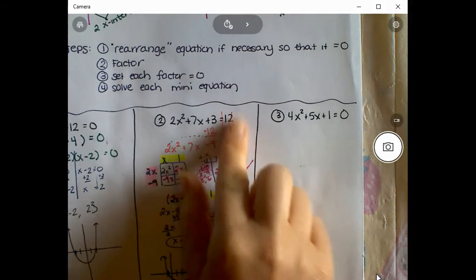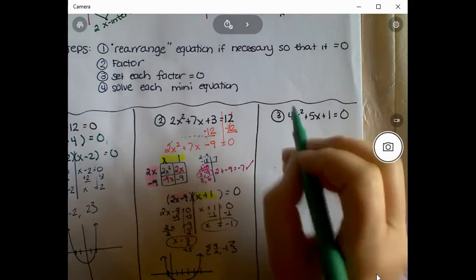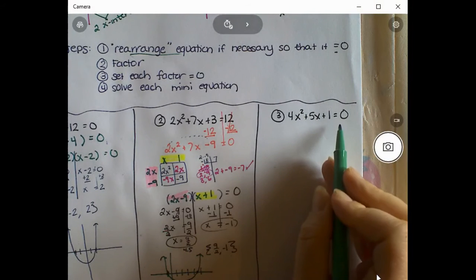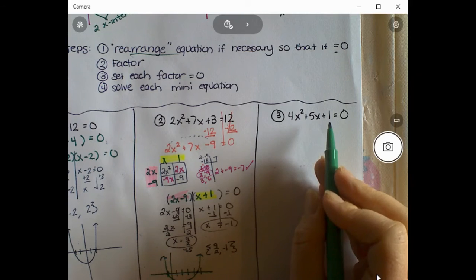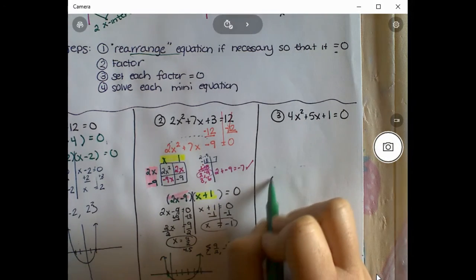Okay. This one. We are going to rearrange the equation if necessary so it equals 0. Well, it already equals 0, so we're okay. Next, we are going to factor. So, factor, we want to set up our answer.